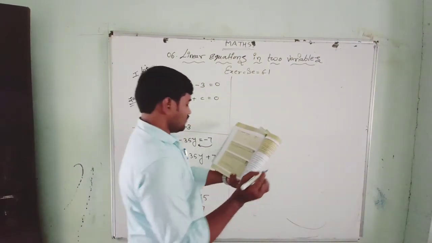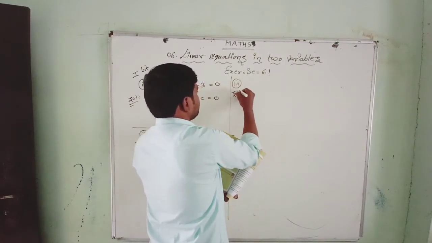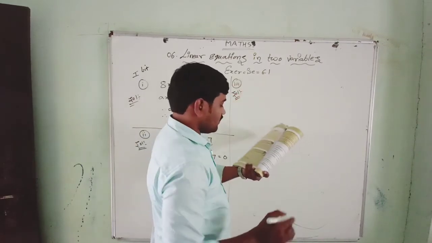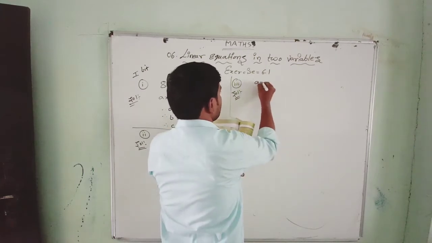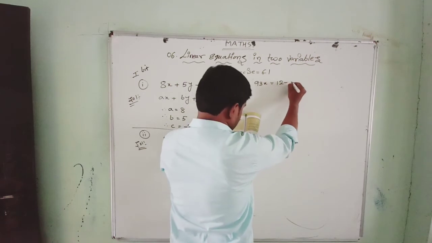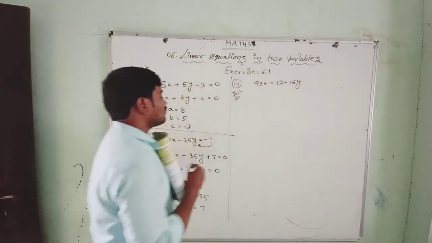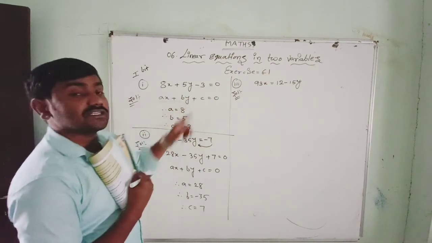Now next we go for the third solution. 93x is equal to 12 minus 15y. This we have to write in this form ax plus by plus c equal to 0.